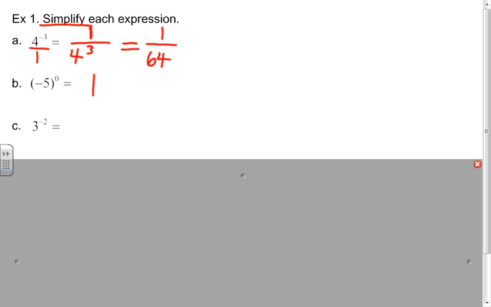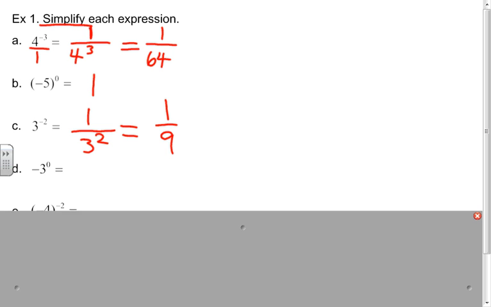This one, 3 to the negative second, similar to question A. Negative exponent means it goes to the bottom and becomes positive. I don't have anything else left to stay on the top, so I put a 1 there. So that was step 6, the negative exponent rule. Now I have to do the more math rule. 3 to the second is 9, so my answer is 1 over 9.